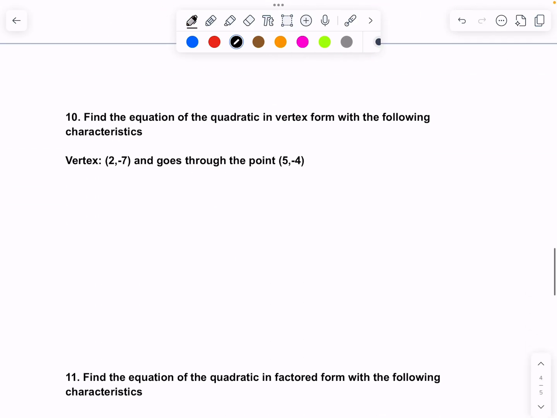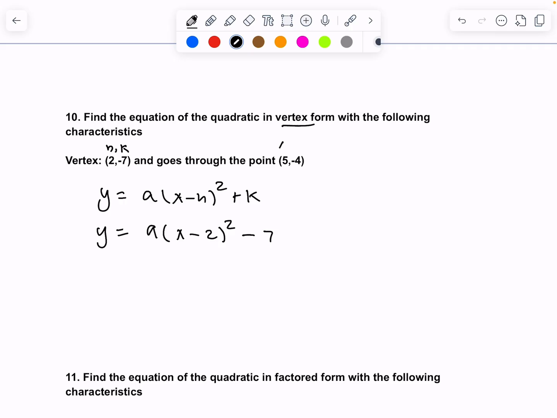Okay, we've got to find the equation given the points. So they want it in vertex form. So that's y equals a times x minus h squared plus k. Okay, remember the vertex is h, k. So let's plug that in. We're going to be solving for a. Okay, so we know what h is. Since h is 2, it's going to be minus 2 squared minus 7. K is negative 7. And then we're going to plug in our point, which is x and y. So we got negative 4 for y. X is 5. And we got to solve for a.